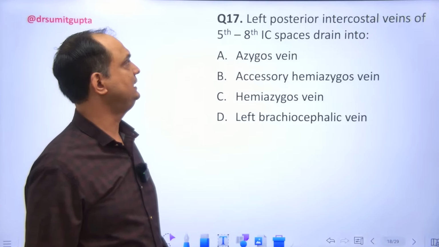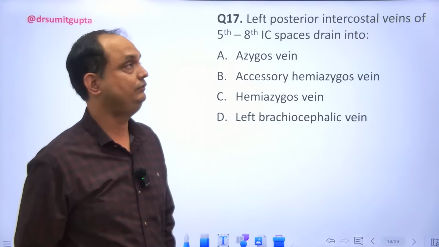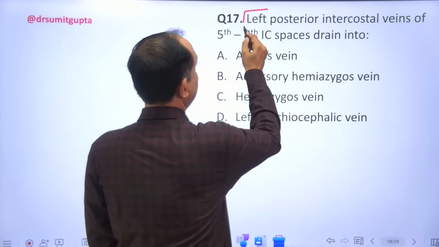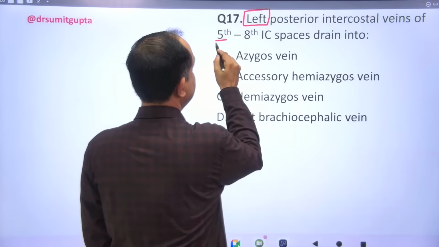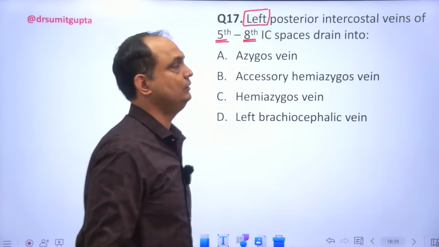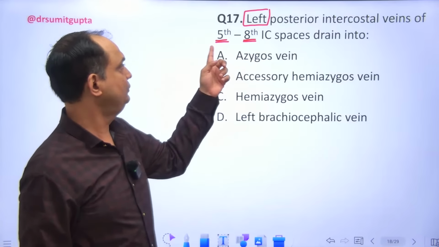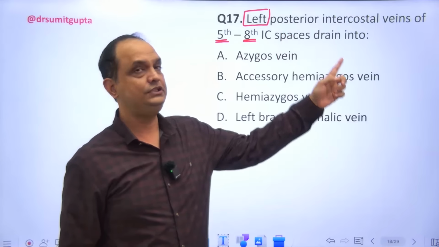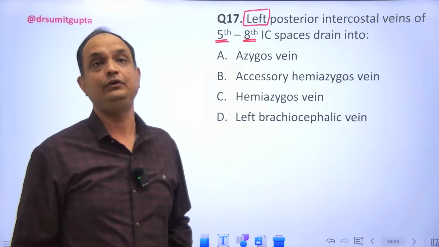Now what is the next question? The next question is about the left posterior intercostal veins. We are dealing with the left side venous drainage and specifically the 5th to 8th intercostal space. So the 5th to 8th posterior intercostal veins drain into which? The answer is accessory hemiazygos. It is the B answer. Now we'll move to the next question.